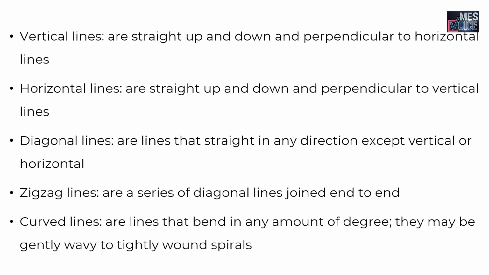Vertical lines are straight up and down and perpendicular to horizontal lines. Horizontal lines are straight side to side and perpendicular to vertical lines. Whereas diagonal lines are lines that are straight in any direction except vertical and horizontal. Zigzag lines are a series of diagonal lines joined end to end. And curved lines are lines that bend in any amount of degree.